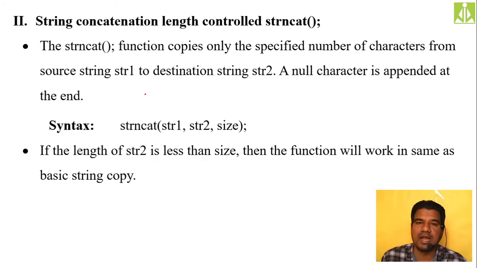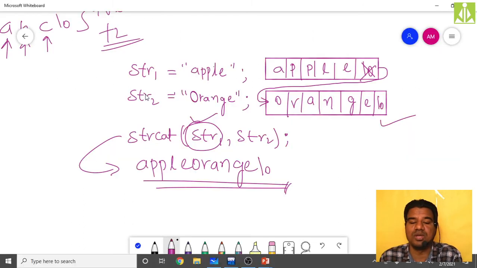Then the string concatenation length control: it will only copy the number of characters you specify. What it will do, it will join from the second string, taking only the number of characters you specify. It will not copy the entire second string at the end of the first string. It will copy only the number of characters.